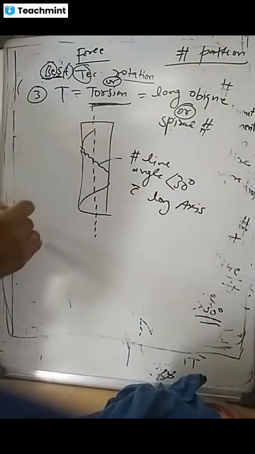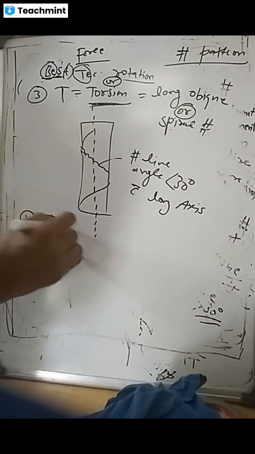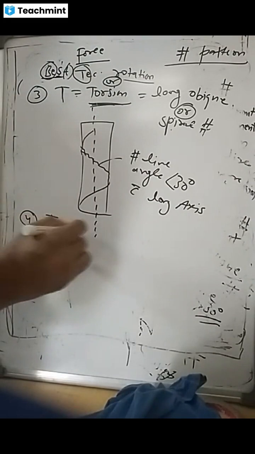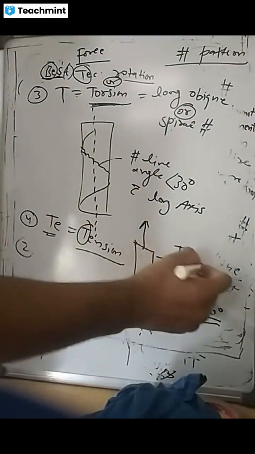TE from the BEST technique, number 4, is TE, tension. Tension means like this, it's pulling on both the sides. T for T, it will lead to a transverse fracture.